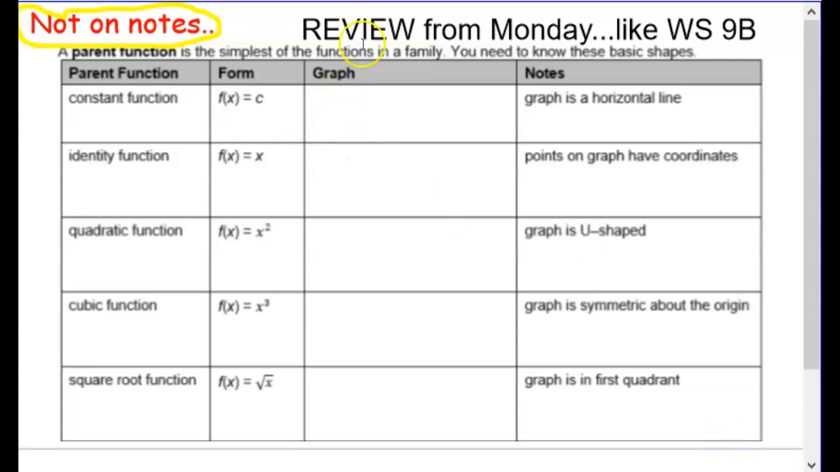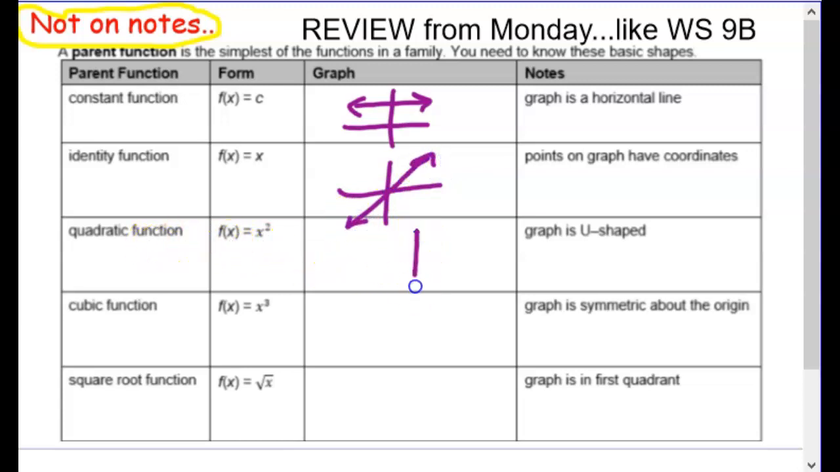Fly through these really fast. If you look at worksheet 9B, that's what already has these notes on it. A constant function would just look like this. The identity function is the line y equals x.